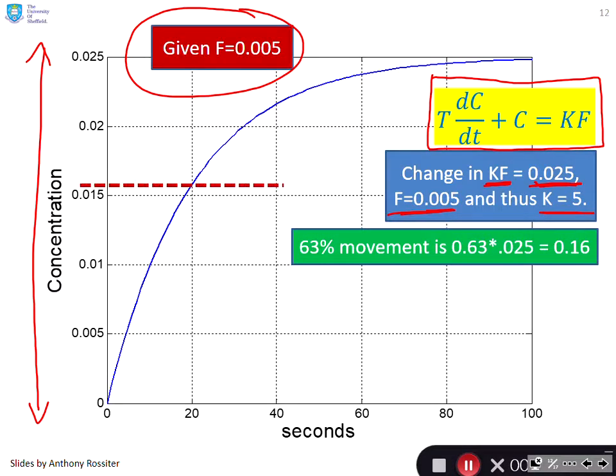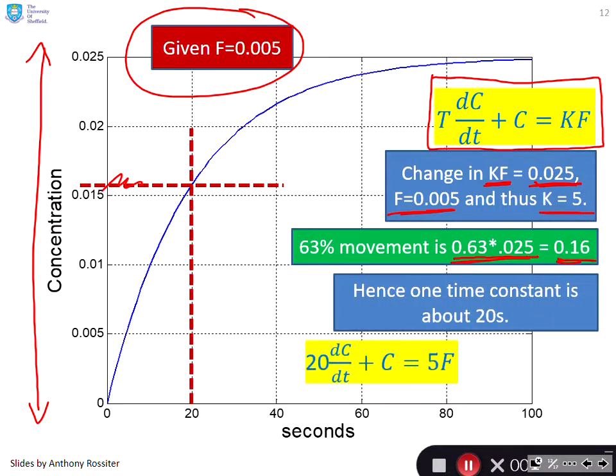What next? I also know for first order systems that I get a 63% movement in one time constant. So let's work out where 63% is. So here we go, 63% movement, so that's 0.63 times 0.025 gives me 0.016, and you'll see I've marked that with this line here, and therefore clearly that corresponds to one time constant, so one time constant must be 20, and therefore I can now write my model in time constant form as 20 dC/dt + C = 5f. You'll see I've put in my value 20 for time constant, my value 5 for the steady state gain.